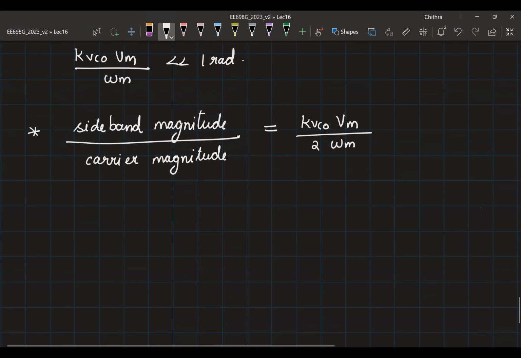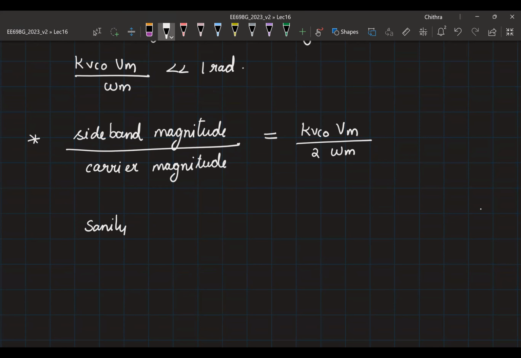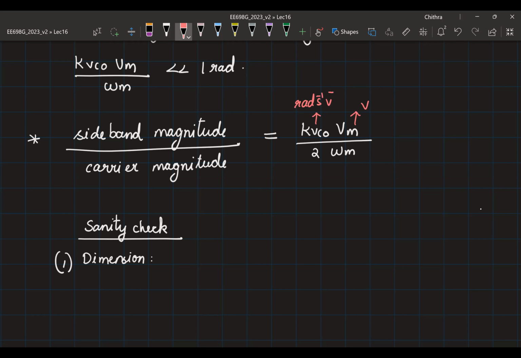Okay, so let's do some sanity checks on this. So first, is it dimensionally consistent? What is the dimension of LHS? Dimensionless. What about RHS? Dimensionless. Why? Because this is in volt, KVCO is in radian per second per volt, and then you have radians per second here. So this is also dimensionless. Dimension-wise, it is fine.